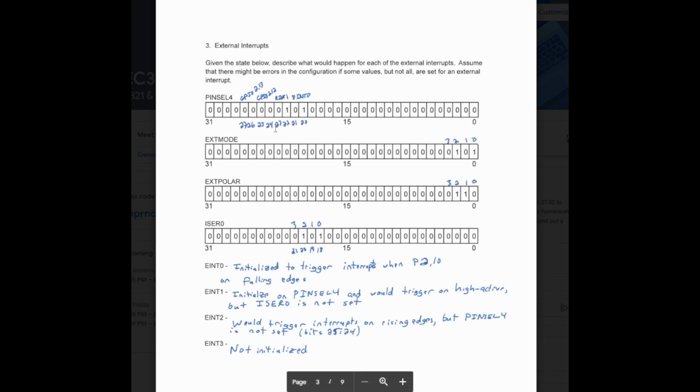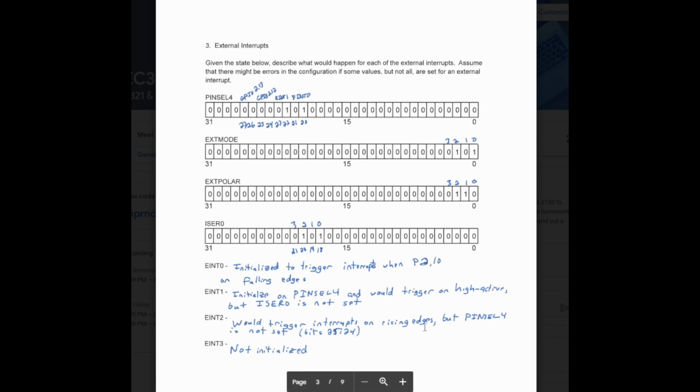EINT 1 is initialized in PINSEL4. It is not initialized in ICER0, so that's going to be a problem. It's not actually going to trigger those interrupts, but that's probably good because it's set to level sensitive and it's high active. So it may actually just trigger interrupts constantly if we did have ICER0 set. Though maybe that's what we want, or maybe this is something that's pulled to ground and is an error condition when it is high active.